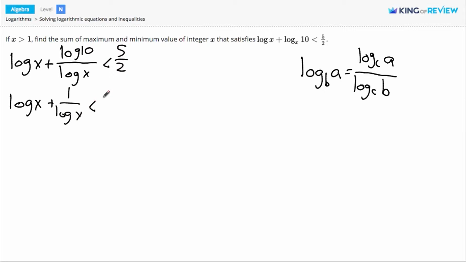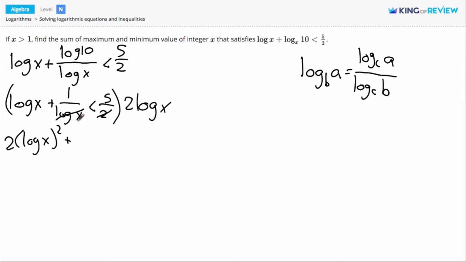Now, I'd like to get log of x out of the denominator. In fact, I'd like to get rid of all the fractions in this problem, so I'm going to multiply through by 2 times the log of x, so that the two denominators will cancel out. 2 times the log of x times log of x is 2 times log of x squared. The logs cancel out in the second term, but I still have to multiply by 2. And the 2's cancel out in the final term, but I still have to multiply by the log of x.